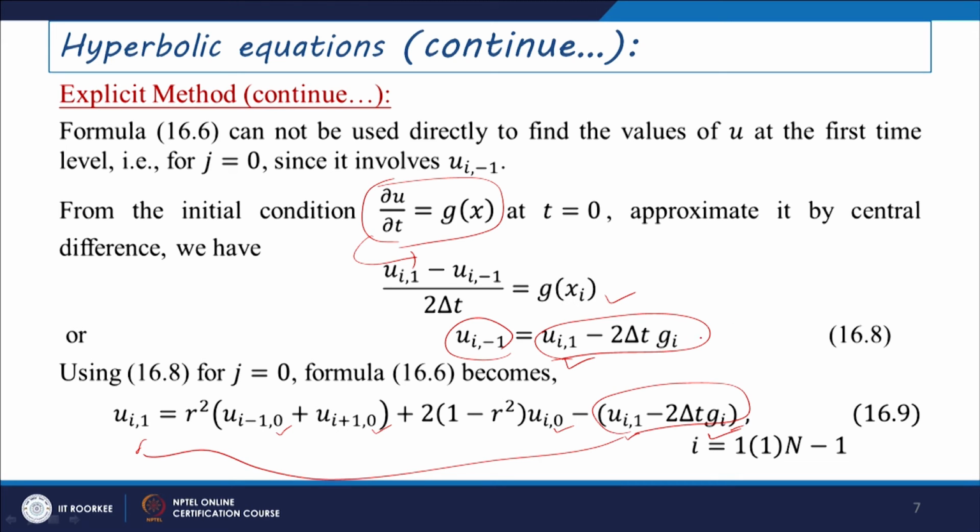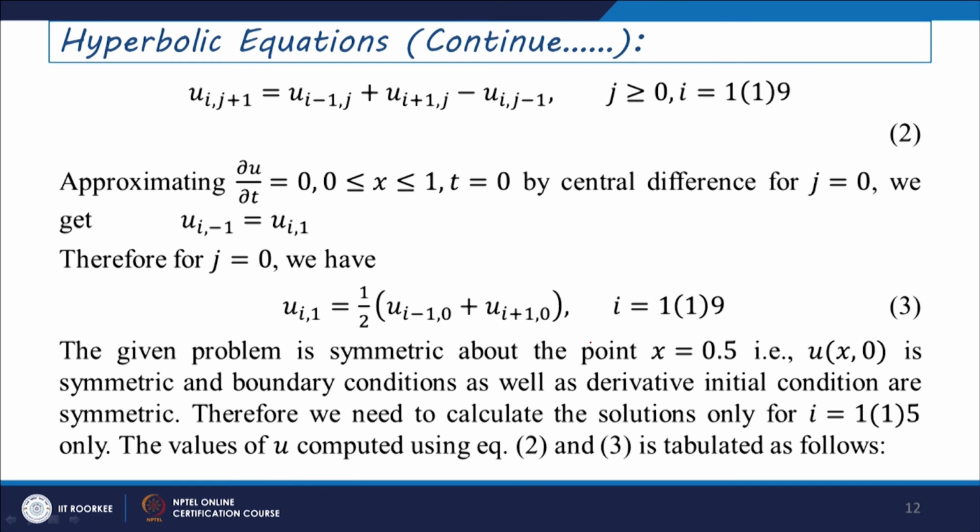So g I is just considered as 0 there, so that is why we can just write u I minus 1 this equals to u I 1 there. Since your g of x is 0 there itself, for j equals to 0 we can also write this equation as u I 1 this equals to u I minus 1 0 plus u I plus 1 0 minus u I minus 1. So that is why u I 1 can be taken off there.